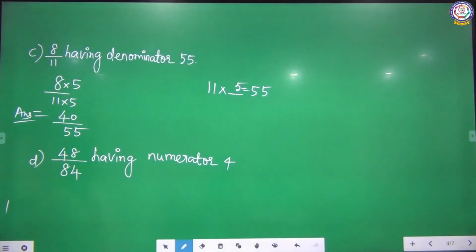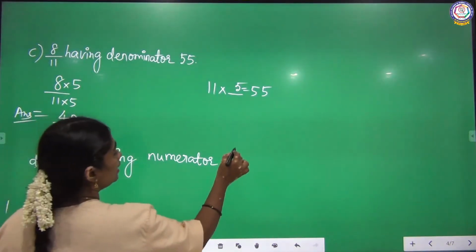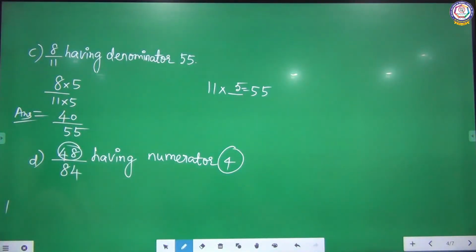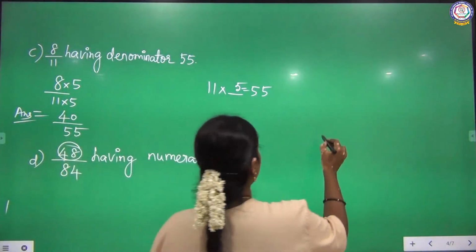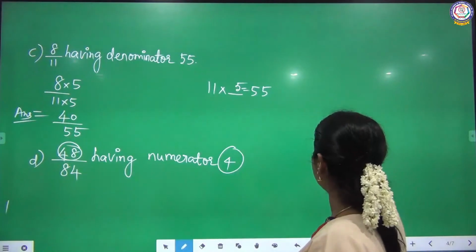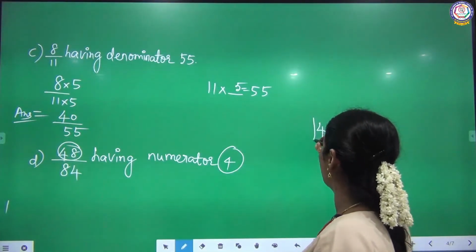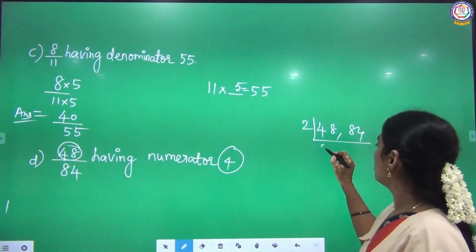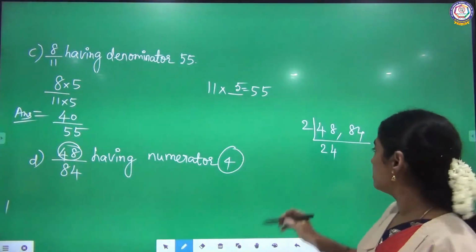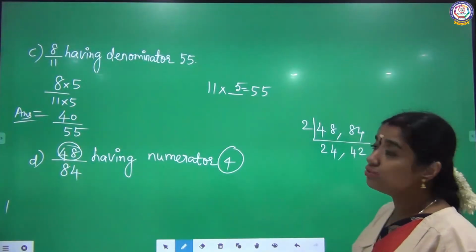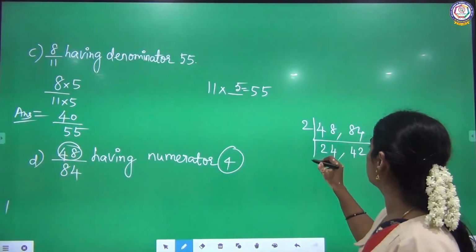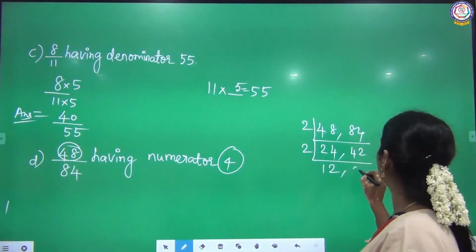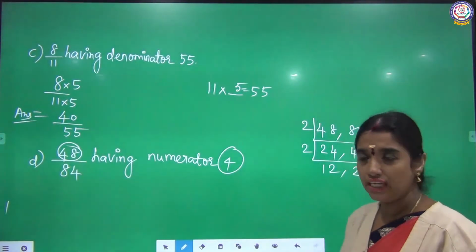48 by 84. I am going to have the numerator to be what? 4. So this 48 I am going to replace with 4. Can you clear this? So first I am finding the HCF for this. 48, 84. Listen, children. 48, 84. 2 24s are 48. Next, 2 42s are 84. Next, 2 12s are 24. Next, 2 21s are 42.